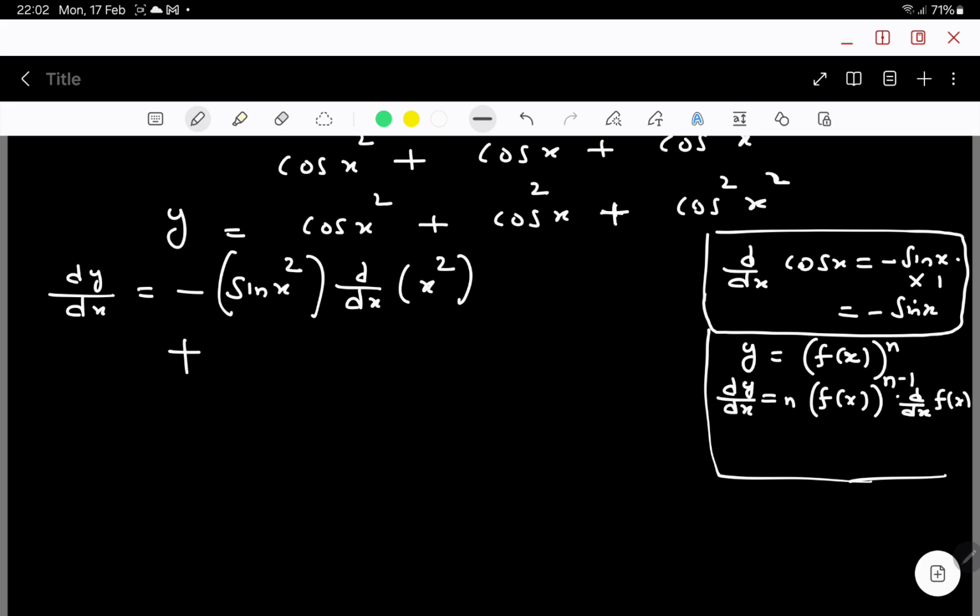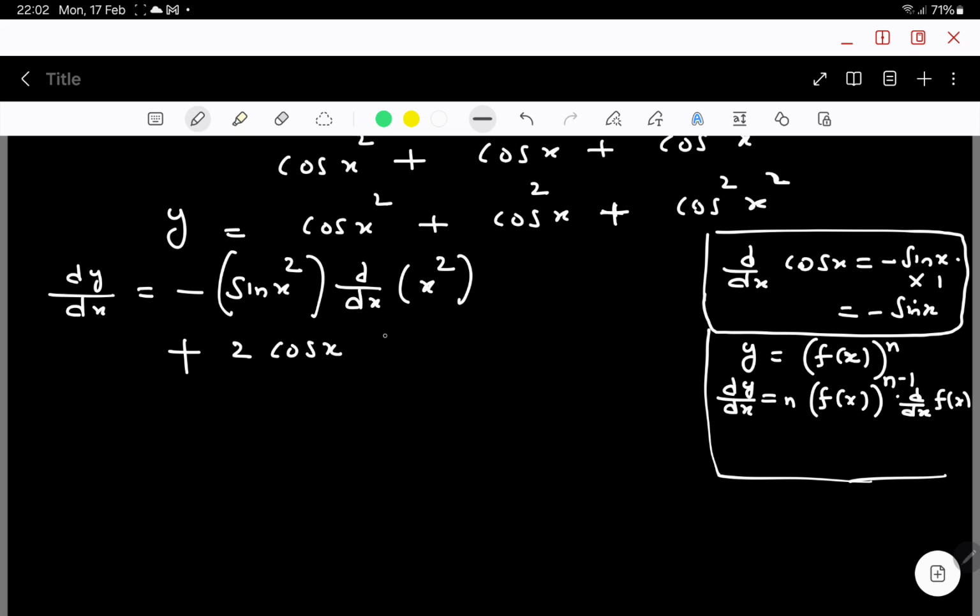Here in cos square x, what is f of x? f of x is cos x. n is 2. We apply the formula here: 2 times cos power 2 minus 1, that is 1. Again differentiating cos x, it becomes minus sin x. So differentiating cos square x, 2 cos power 2 minus 1, we get 1, we write it as cos x.